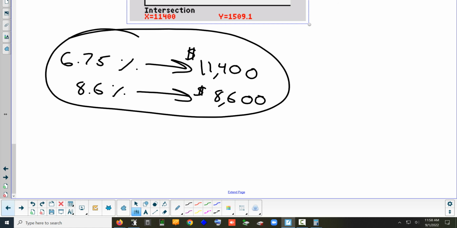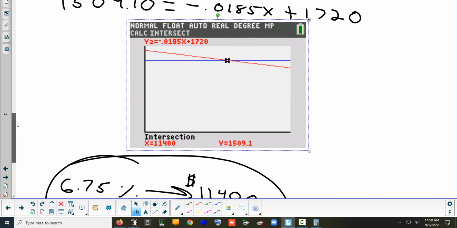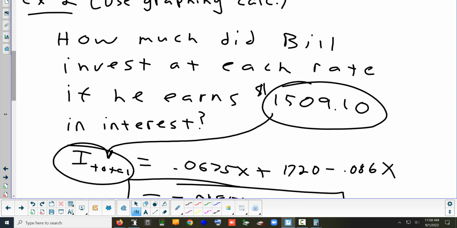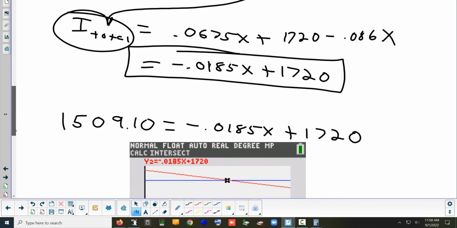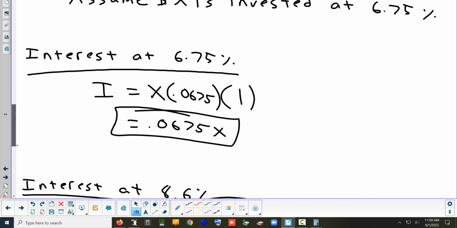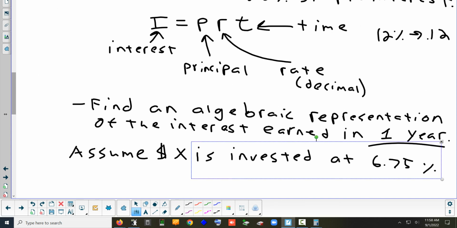There you go. That's how much he invested. So how much money did he actually make from the interest? 1509. They gave us that. So he earned 1509 in interest. We weren't actually calculating how much interest he earned. We were working backwards and figuring out what he invested to get that interest. Remember, we were solving for x. That's why it's important to clearly define what your variable is so you don't forget. X was the 6.75%.